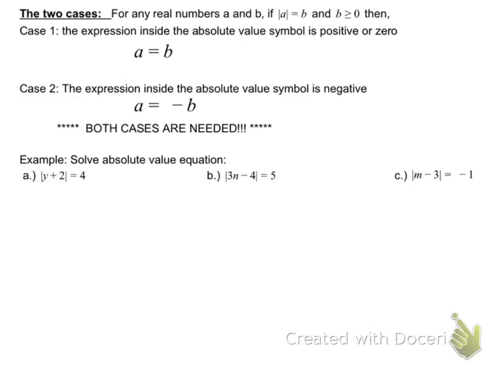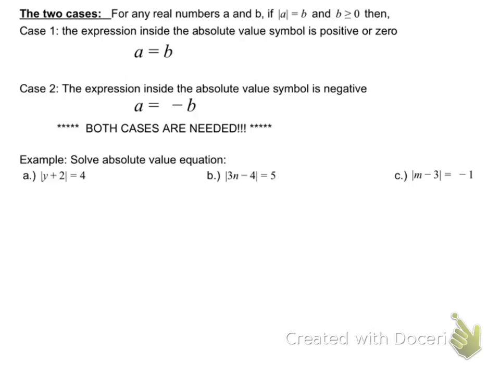Case 2, guys, is what happens if the inside of the absolute value is negative? Well, that means the inside part would equal the opposite of the outside, because when I take the absolute value of that, I end up getting the positive. Maybe a little confusing, but you need both right now. Once we start doing problems, it should shake out a little bit, and you should be able to see it.